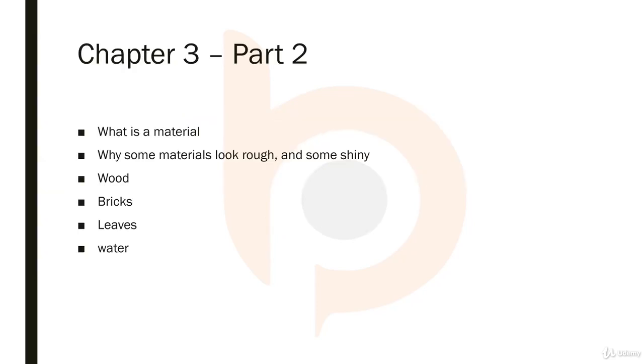So, what is a material? Why do some materials look rough and some shiny? I'm showing you some wood samples, bricks, leaves, and water. And why did I pick these samples? That's because we're using these a lot in 3D scenes. And they all have their own specific material look. I think that's the best way to describe it. So I'll just show you some real world samples and talk about it.